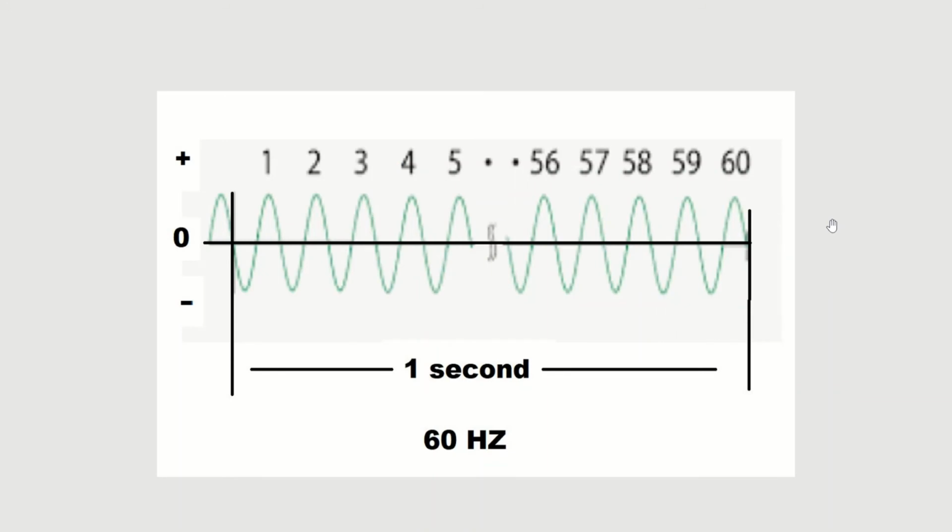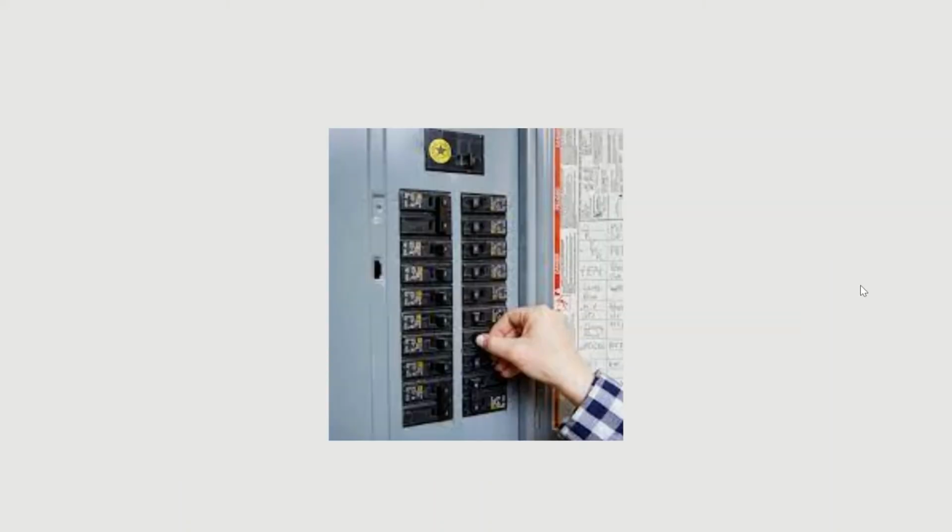So hertz is the wave frequency, or simply put, how many cycles or periods happen in a second. In the United States, we use 60 hertz. So there's 60 periods or cycles in a second. So this means the electricity in your home is flickering 60 times a second, but we never notice. Once the electricity reaches your home, it flows through a breaker box where the electricity is divided out into many different circuits.